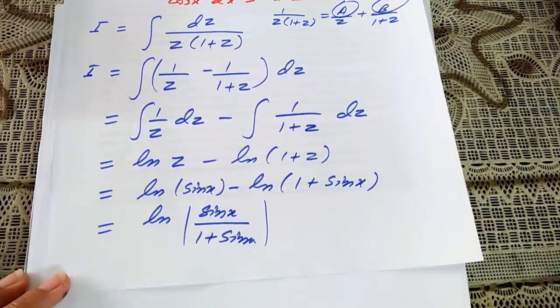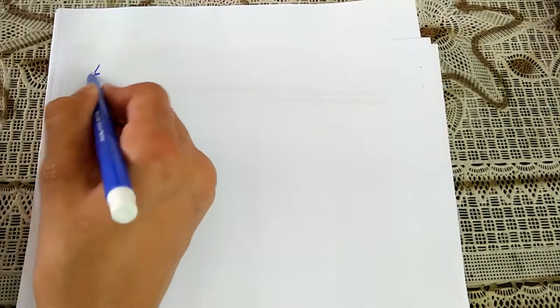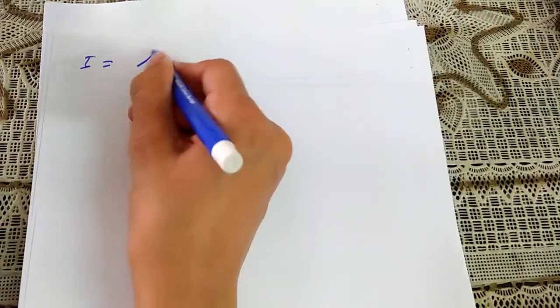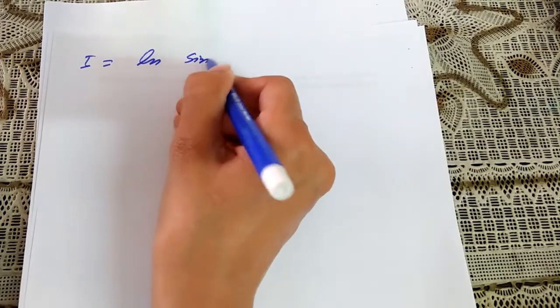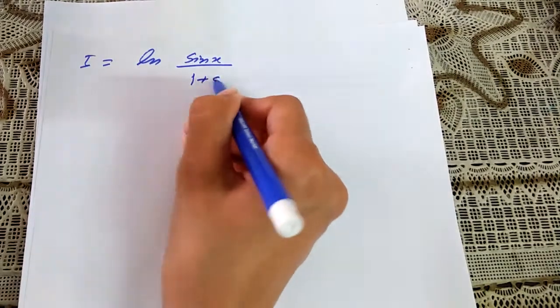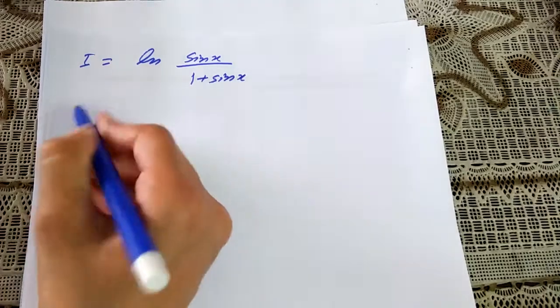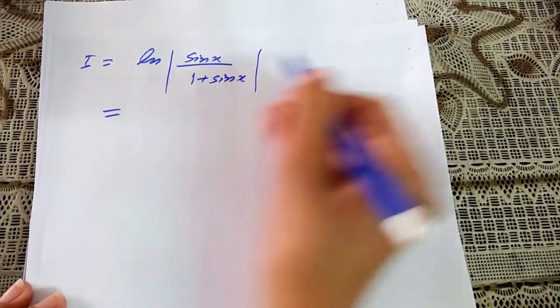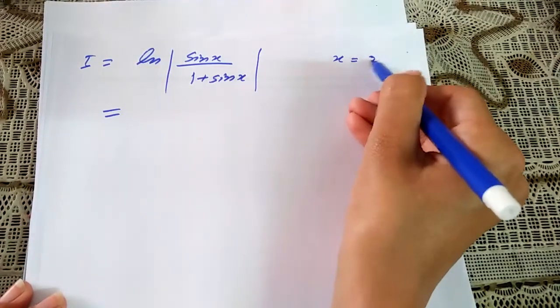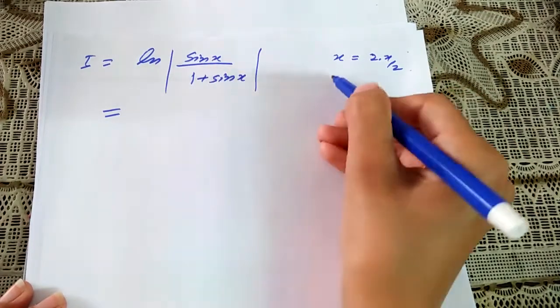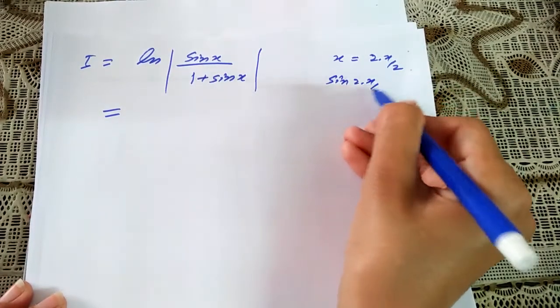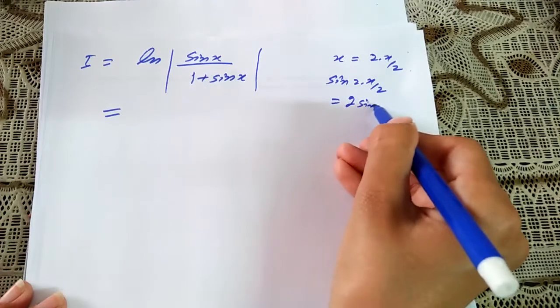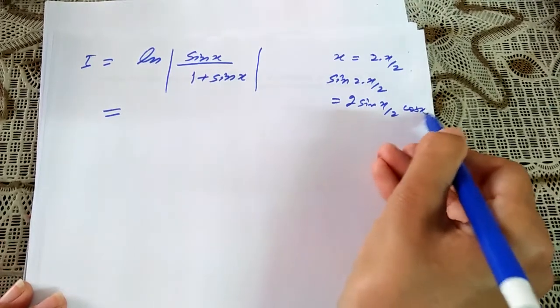Now you can further simplify it. I is equals to, you can just leave it here as well, but further simplification is good. Ln sine of x over 1 plus sine of x. You know that you can write x as 2 into x by 2. So it will be sine of 2 into x by 2, that is equals to 2 sine of x by 2 and cos of x by 2.